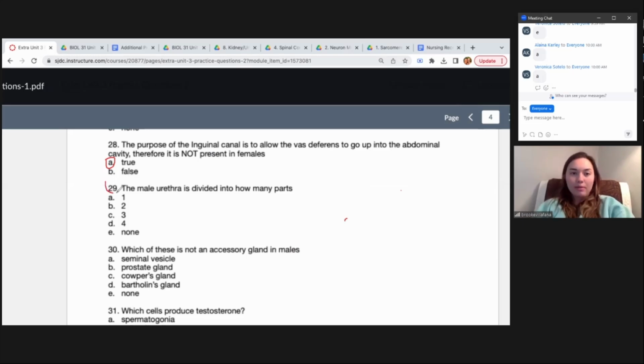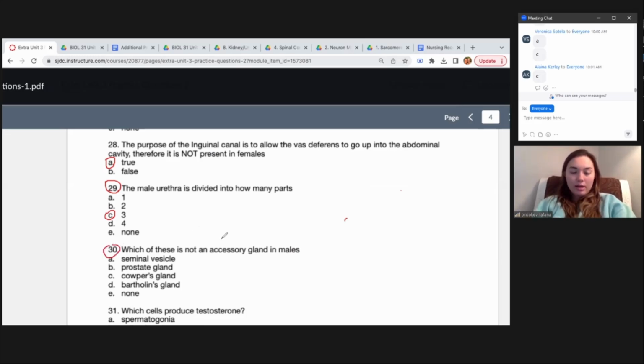Question 29. The male urethra is divided into how many parts? Good. Three parts. Remember, it's the prostatic, membranous, and then spongy or cavernous.